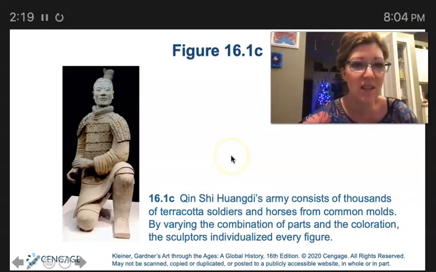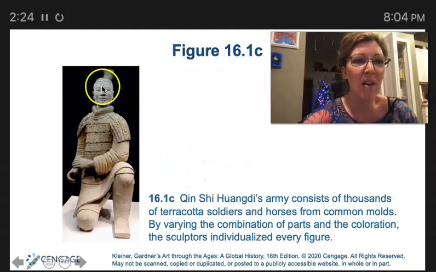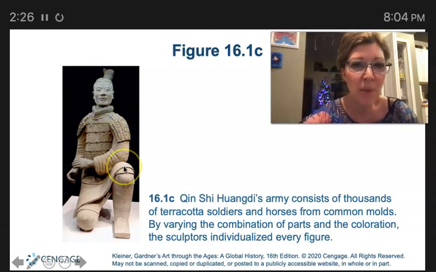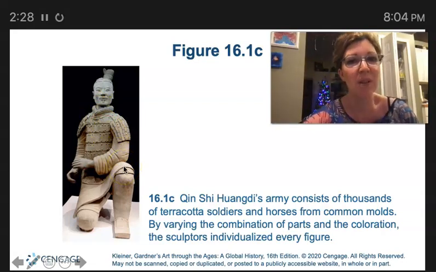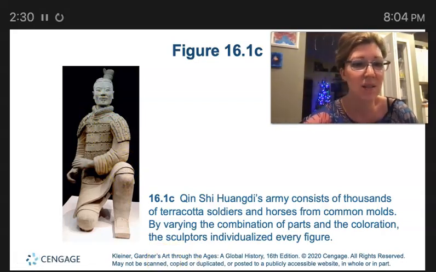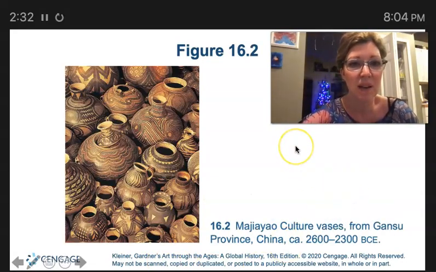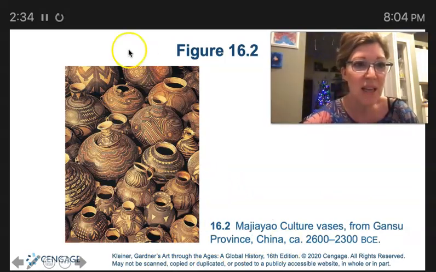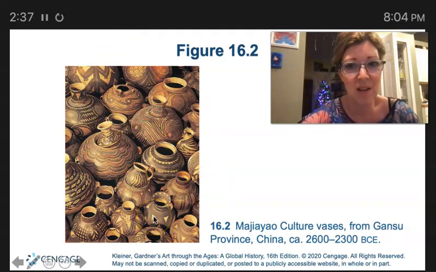And it's so fascinating that the sculptors made every member of the army appear different and individualized. Incredible. And oh my gosh, okay, so this is Neolithic. Maggiaio. I'm going to go with that.